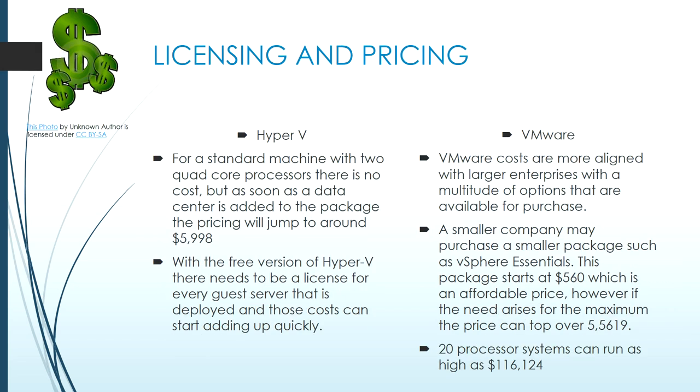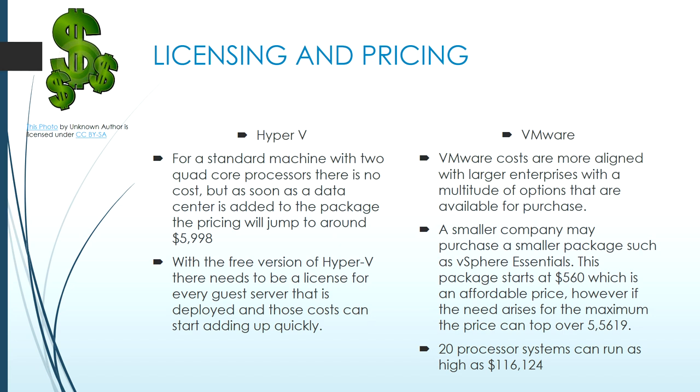Licensing and pricing. VMware costs are more aligned with larger enterprises, with a multitude of options available. A small company may purchase the smaller package, such as vSphere Essentials. This package runs at $560. However, if a need arises for the maximum, the price can top over $5,500. A 20 processor system on VMware can cost $1,116.